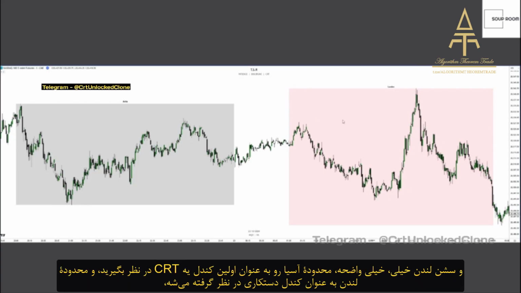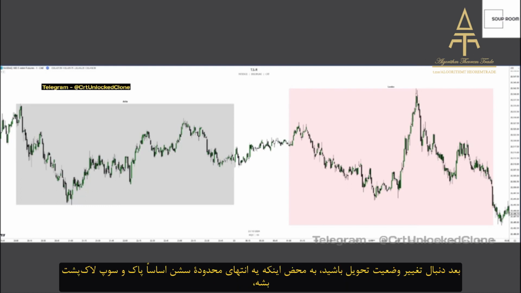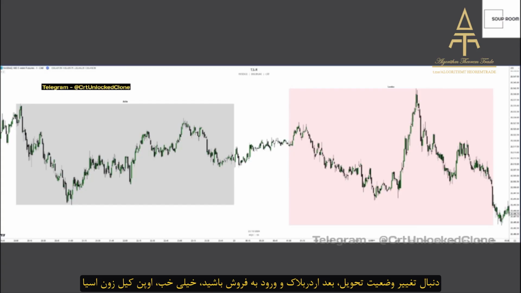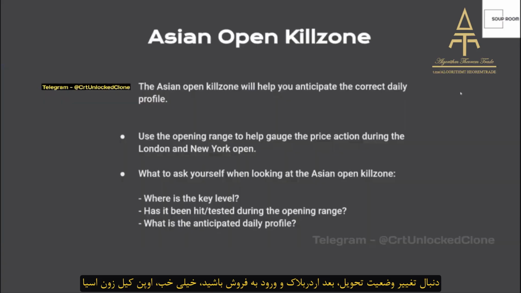Very, very obvious. Treat the Asia range as the first candle of a CRT, and the London range will be treated as the manipulation candle. Then look for the change in state of delivery once one end of the session range is basically purged and turtle souped. Look for the change in state of delivery, then the order block, and enter short.